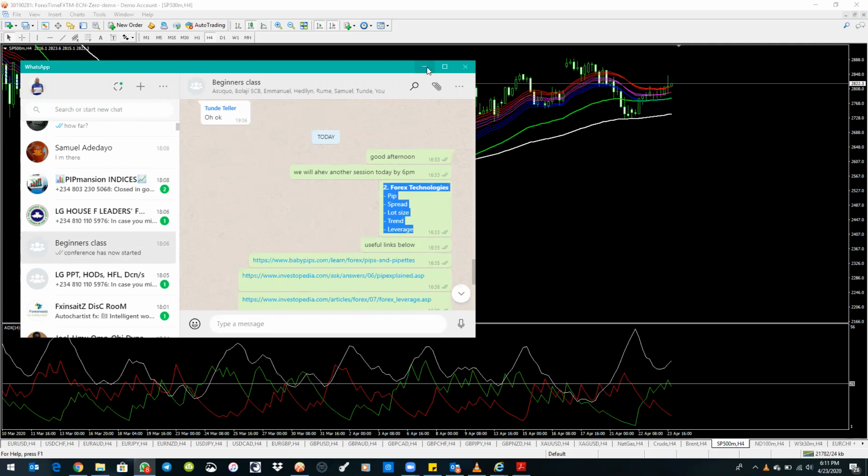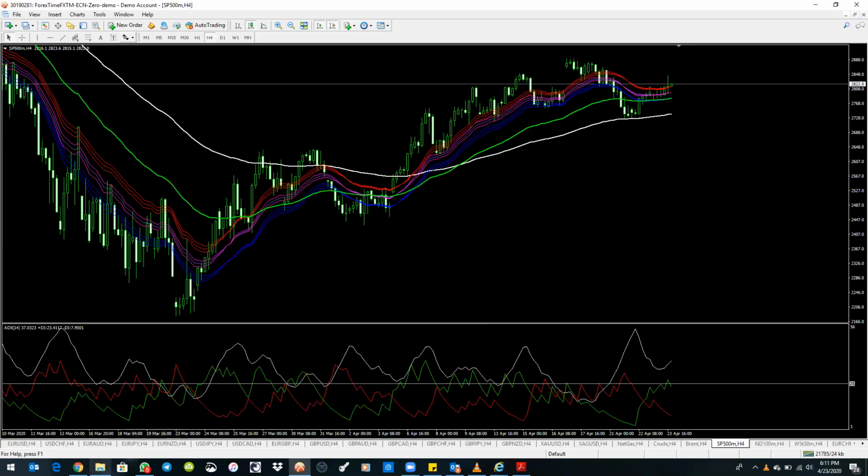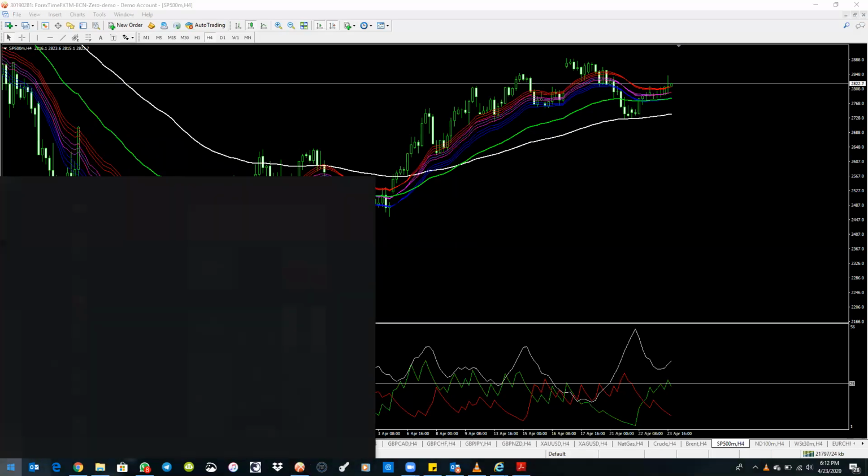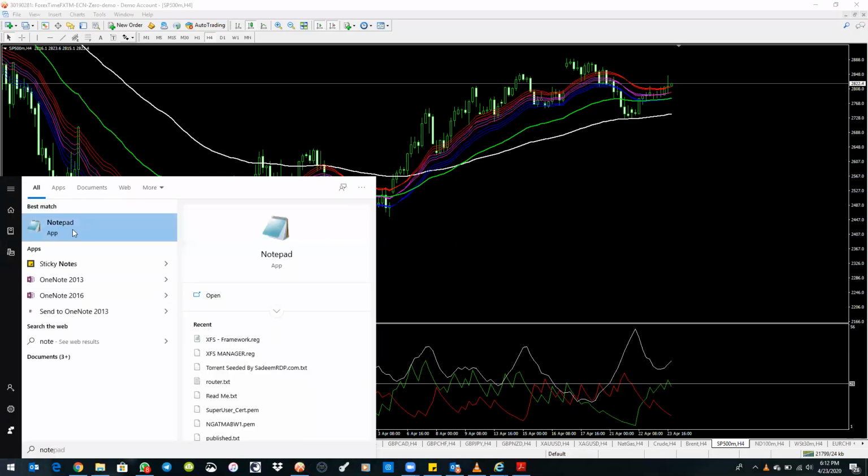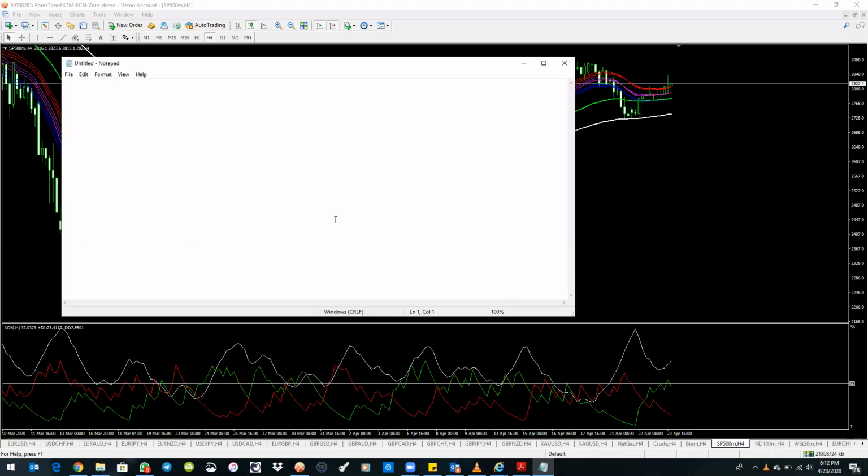Now, basically the first information you need to know when it comes to actual trading, when it comes to actually looking at markets, looking at charts, the first thing you need to become acquainted with is what is called a PIP.